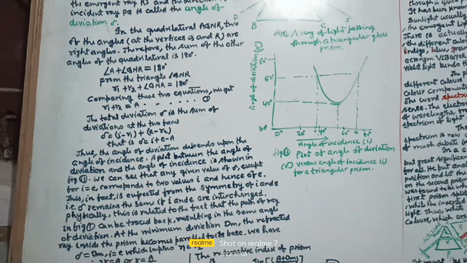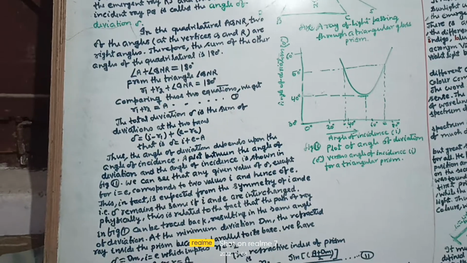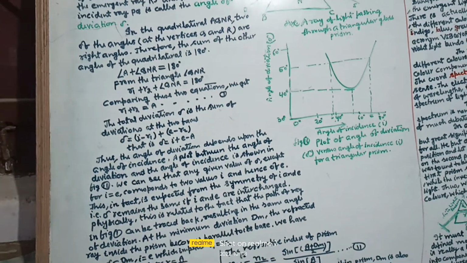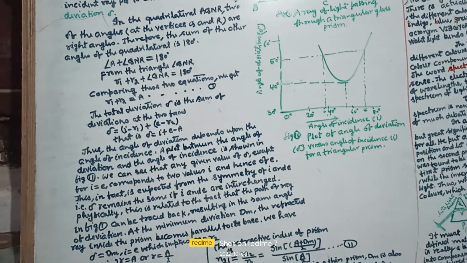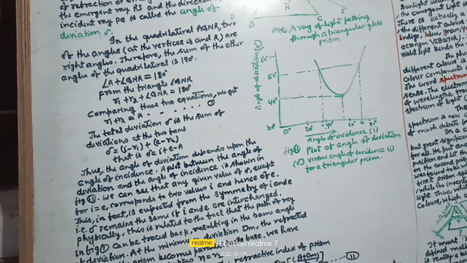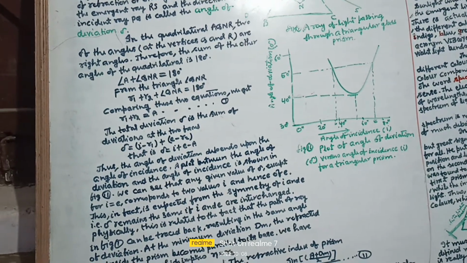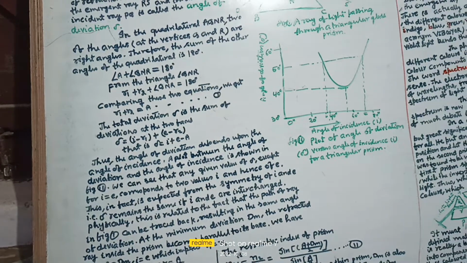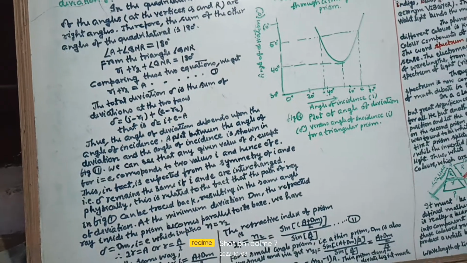We can see that any given value of delta, except for i equals e, corresponds to two values of i and hence of e. This is in fact expected from the symmetry of i and e. It means delta remains the same if i and e are interchanged. Physically, this is related to the fact that the path of the ray in figure 1 can be traced back, resulting in the same angle of deviation.